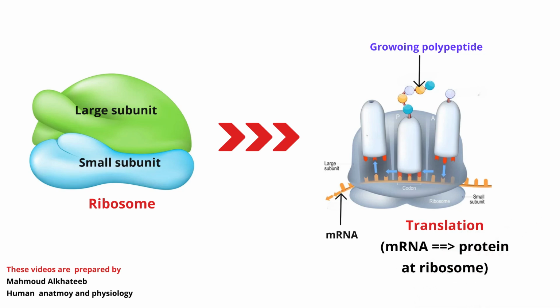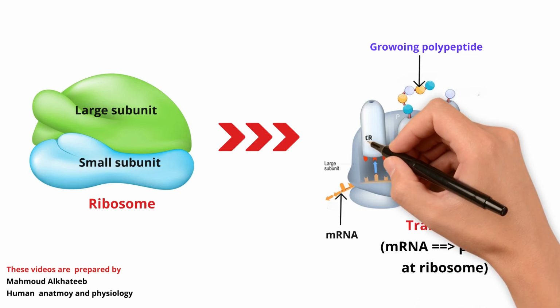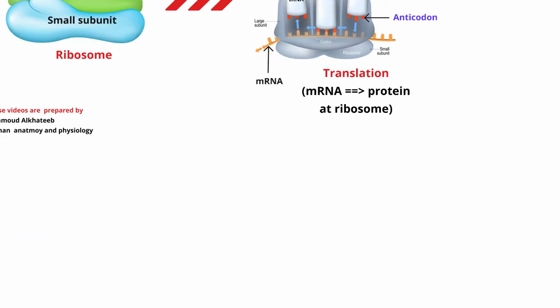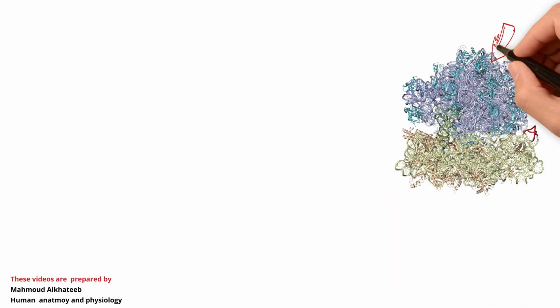This process also requires another RNA molecule known as transfer RNA, which contains an anticodon trinucleotide sequence that is complementary to a corresponding codon in the messenger RNA. This transfer RNA also carries the matching amino acid. We will cover the complete process of translation in other episodes of this series. However, what exactly makes up a ribosome?